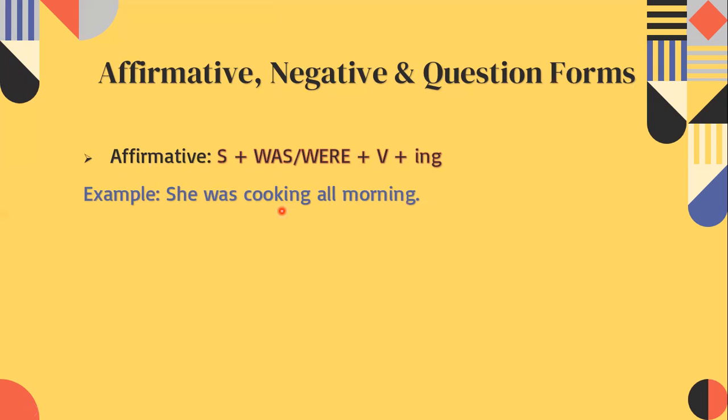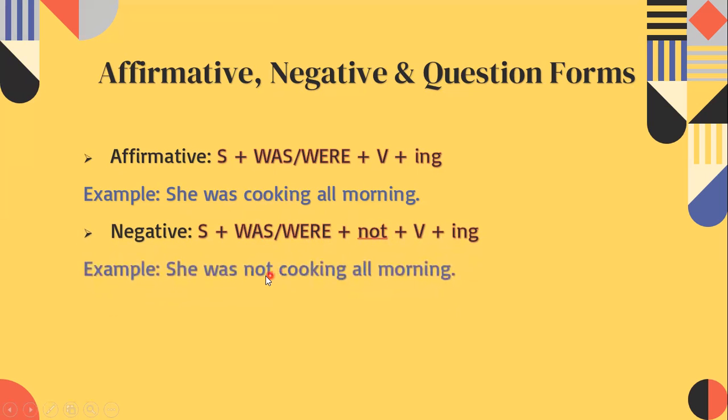Now, when I want to make it a negative sentence, which means she was not cooking, what do I do? I just add not, okay? Where do I add not? Between was or were and the verb. So she was cooking, I say she was not cooking. I add not between was, or if it's were, between were and the verb, which is with ing.